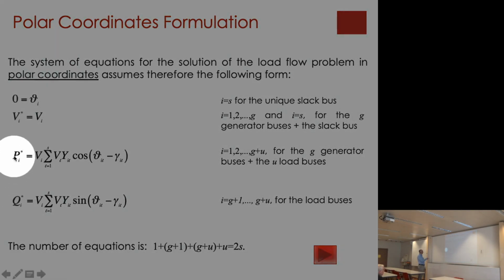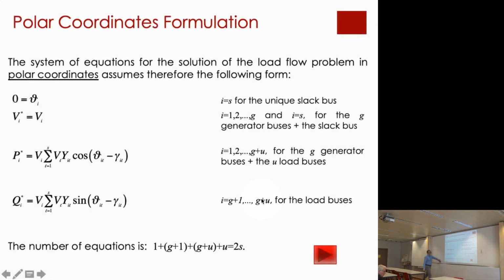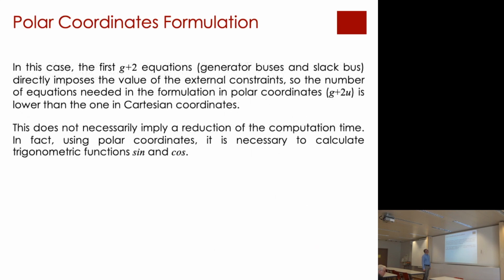So Pi star and Qi star are the active and reactive powers that you fix: active power into the G generators and U loads, and reactive power only into the U loads. And these are the equalities that we just derived from the load flow equilibrium. Number of equations is the same. So it's still equal to 2s. Voila. These are the two formulations.